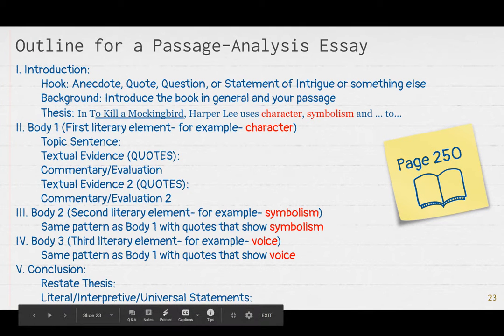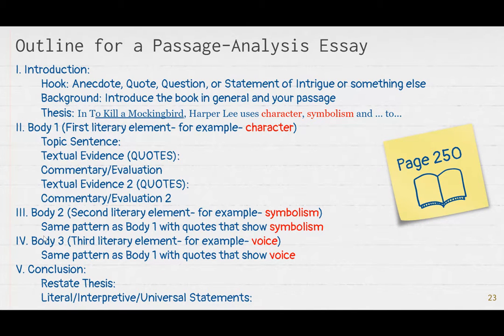And then in the body of your essay, you can do this as a 5-paragraph essay, but it probably should be more than that. So you're going to have a couple different body paragraphs. You're going to have your first literary element. Let's say you're looking at character. If you're looking at character, you're probably going to be looking at more than one character. So that's more than one paragraph.